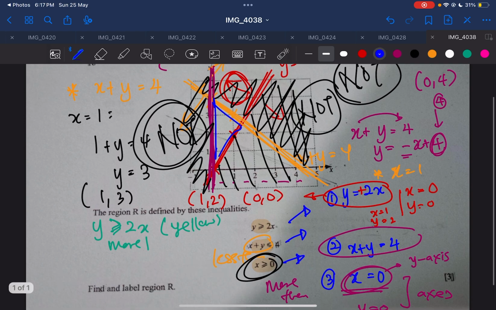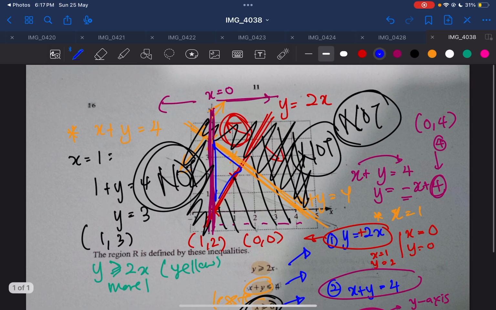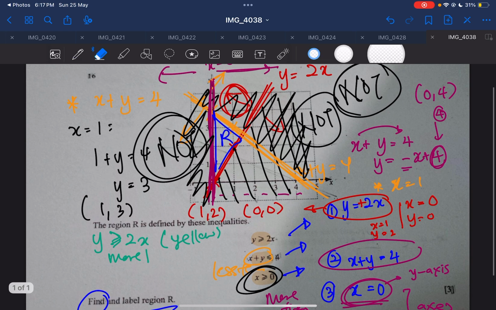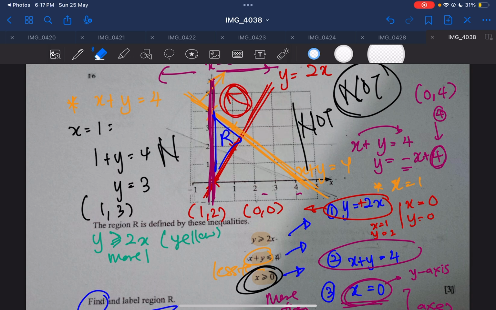Okay. So just to read back the question, it says to find and label it as region R. So this is our R. Okay, but in the exam avoid shading the outside. We shade the inside, where the R is. Okay, so we need to shade this one right here. I hope that's clear enough for you. Okay.